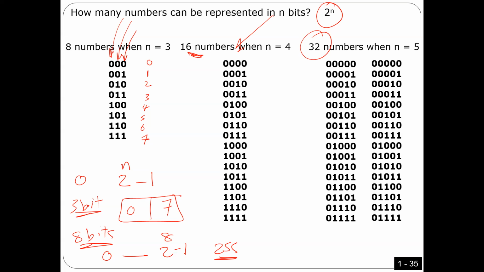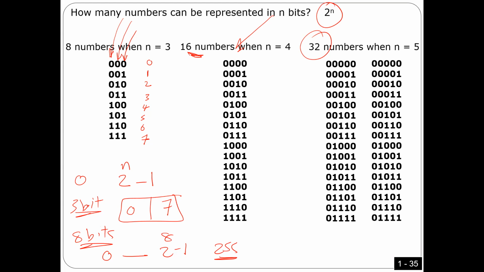Any question about unsigned numbers? Okay, now let's move to the signed numbers. How would it be different? Yes, it will be different. Why? Because the whole space, all the combinations here, I'm going to use for positive, negative, and 0, right?